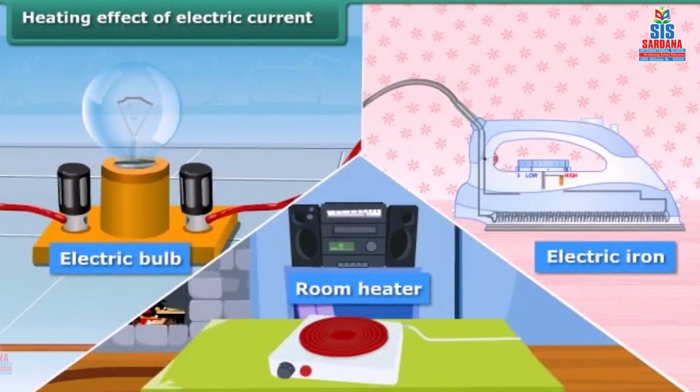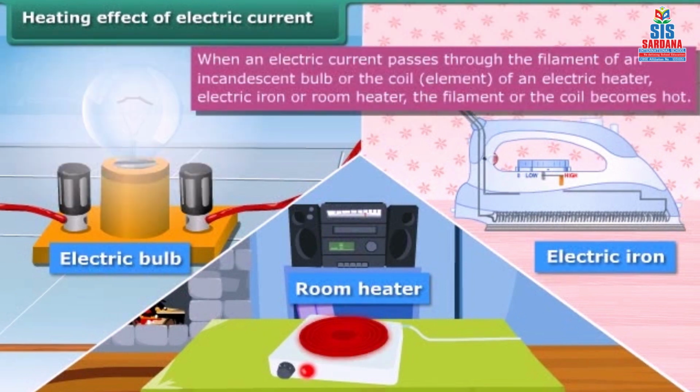Heating effect of electric current. Students, when an electric current is passed through a metallic wire like the filament of a bulb or the coil of an electric heater, geyser, electric iron or room heater, the coil becomes hot and glowing. This is known as the heating effect of electric current. In this condition, they radiate heat and light.